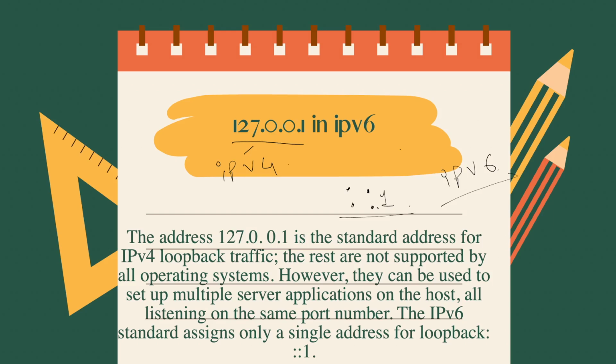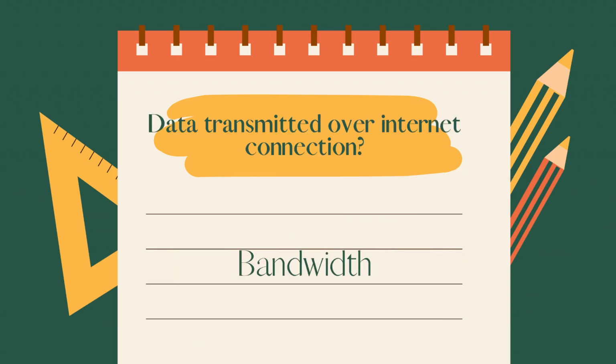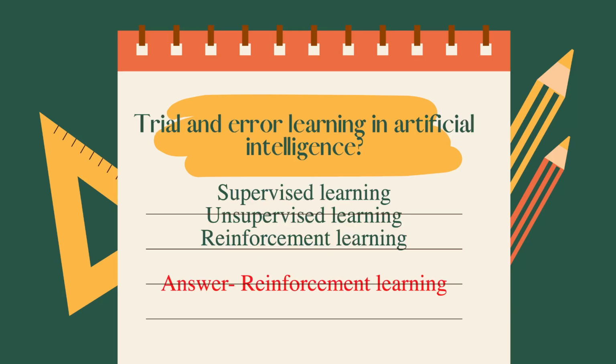Okay. All right. Then the next one was related to the data transmitted over an internet connection. Some question was there, and the right answer to the question was bandwidth. Some other options were also there, like throughput, but the right answer to that question was bandwidth. Okay. Then there was a question that asked trial and error learning in artificial intelligence is which of the following.